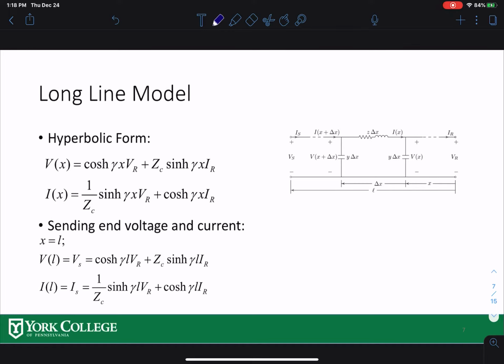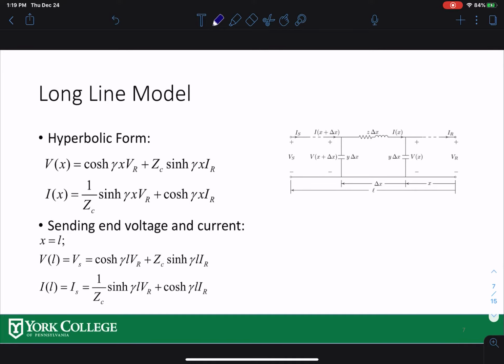Normally, the receiving end quantities, your voltage and current, are given because you're supplying a load. You have a constant voltage at the load, because the load needs a constant voltage, and your current depends on the load. So that's why we measure from the receiving end.